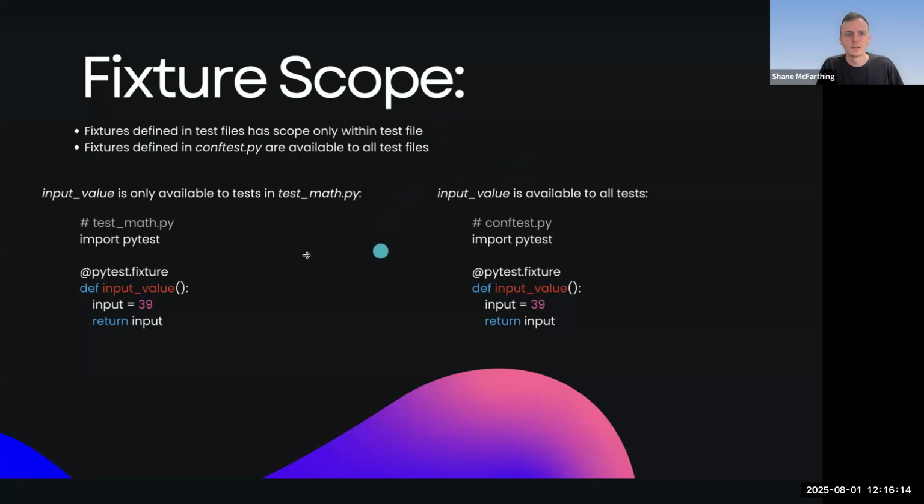To show you the difference, imagine we have this file test_math.py, and we have a fixture here called the input value, which we used in our previous example. This fixture will only be available to functions that are defined within test_math.py. But if we were to define the fixture instead in the conftest.py file, then this fixture could be used in any other test file by any other test function. So this is a consideration for the scope of the fixtures.